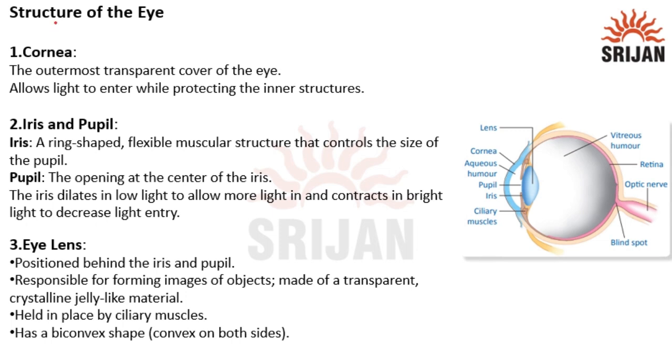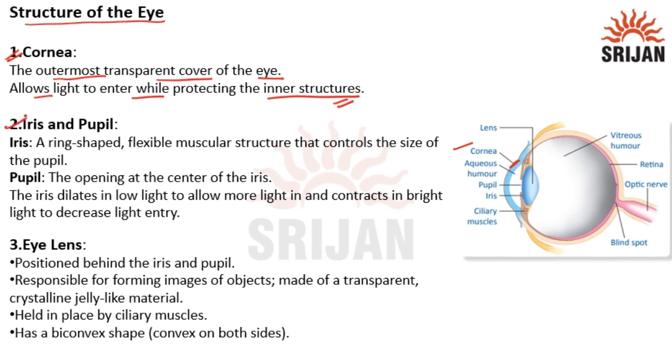In this video, we will learn about the structure of the eye. First one is cornea. The outermost transparent cover of the eye is known as cornea. It allows light to enter while protecting the inner structures of the eye.